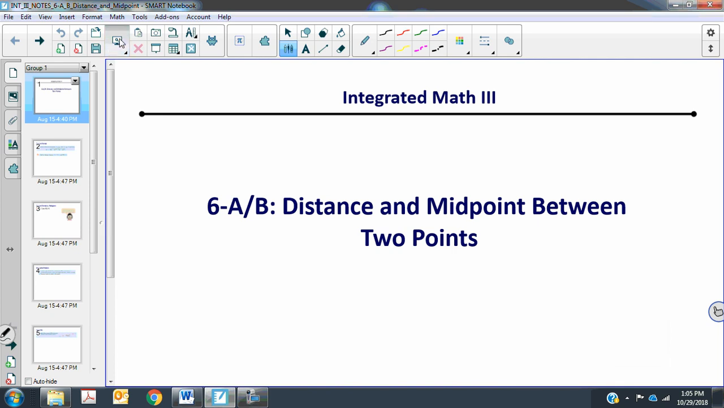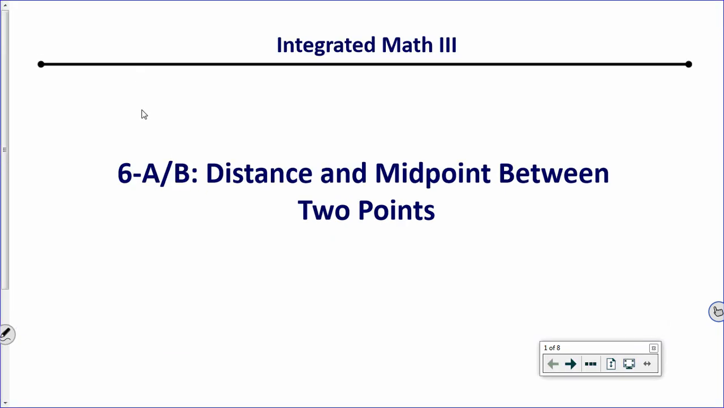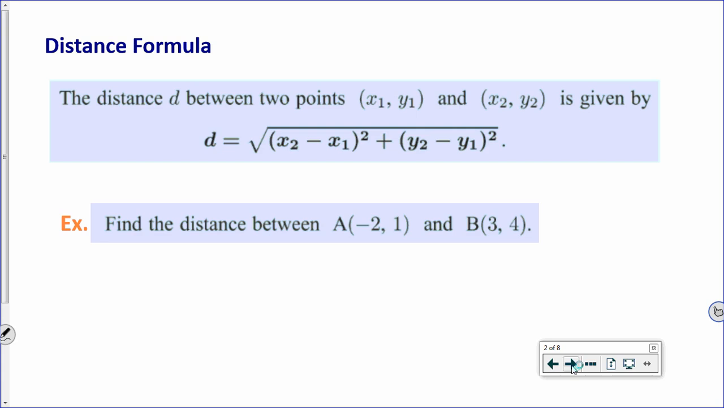In this video, we're going to go over the distance and midpoint between 2 points on the coordinate plane. So the distance formula is one that we've used many times before. It's basically the Pythagorean theorem, but with the hypotenuse already solved for. So let's try using the distance formula, which is given here in the box, to find the distance between this point A and this point B.